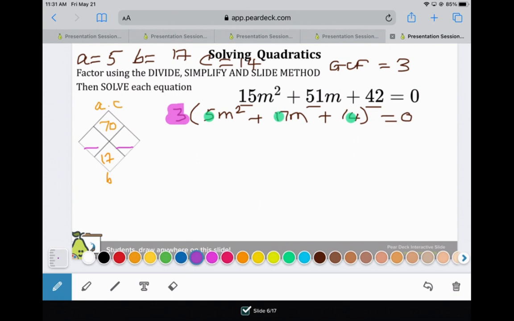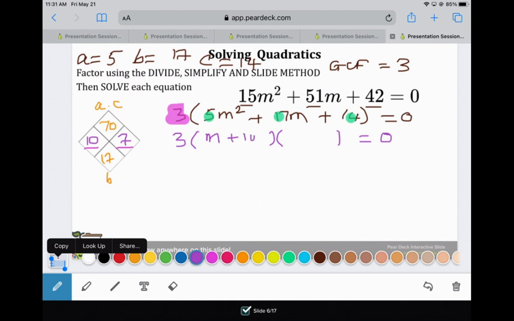Okay, what are the 2 numbers if I multiply? Yes, 10 and 7. Perfect. 10 and 7. Good. So now I will factor it out. So I'm going to have these 2 parentheses. So m plus 10, m plus 7. But I'm not done. Remember, this is called slide and divide, so I divide by the a value, which is 5.